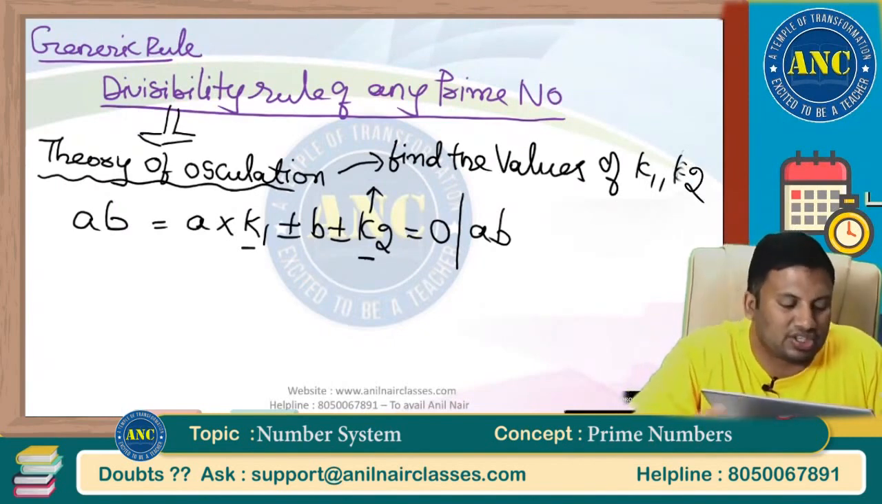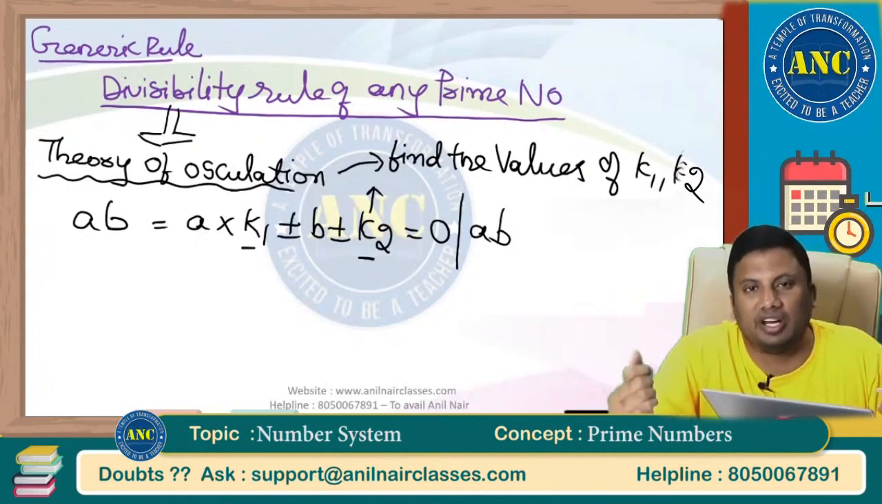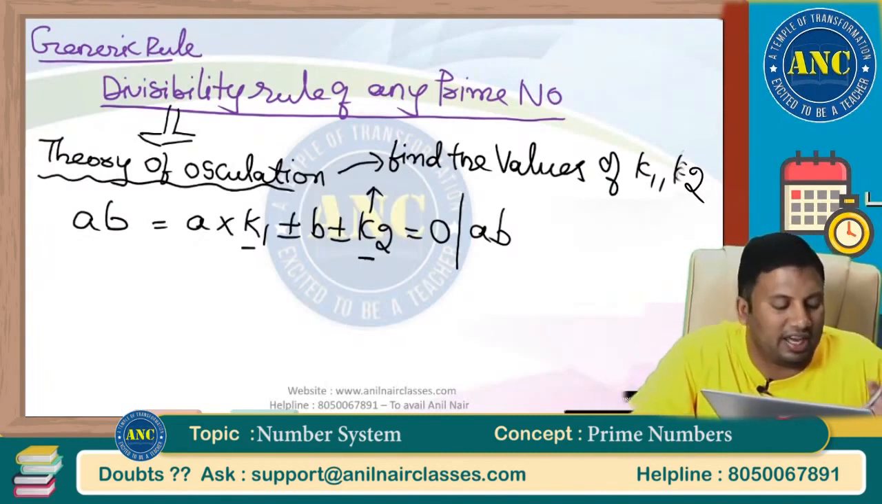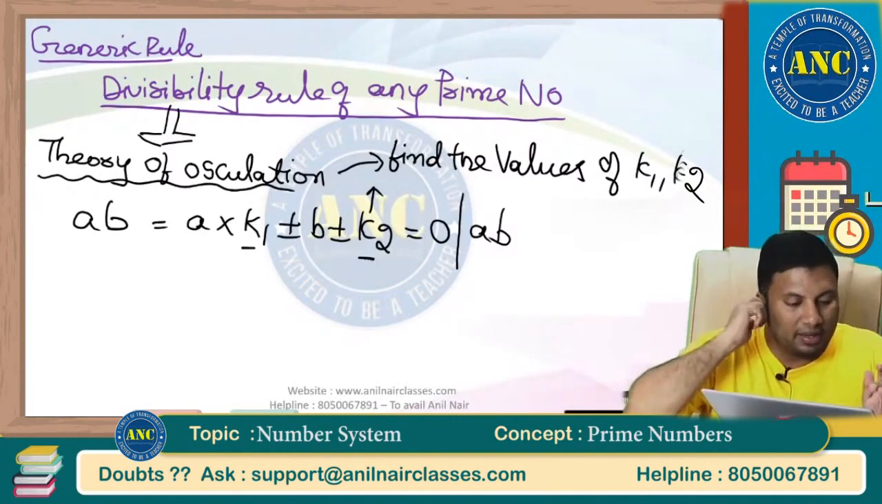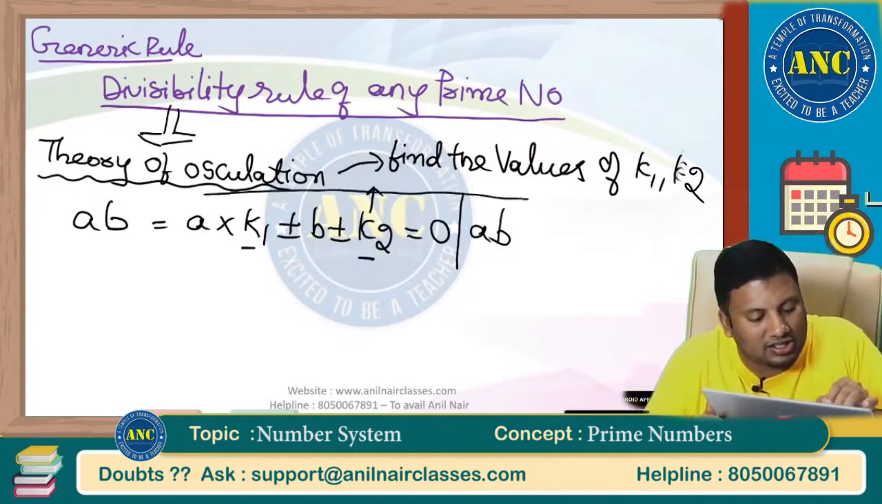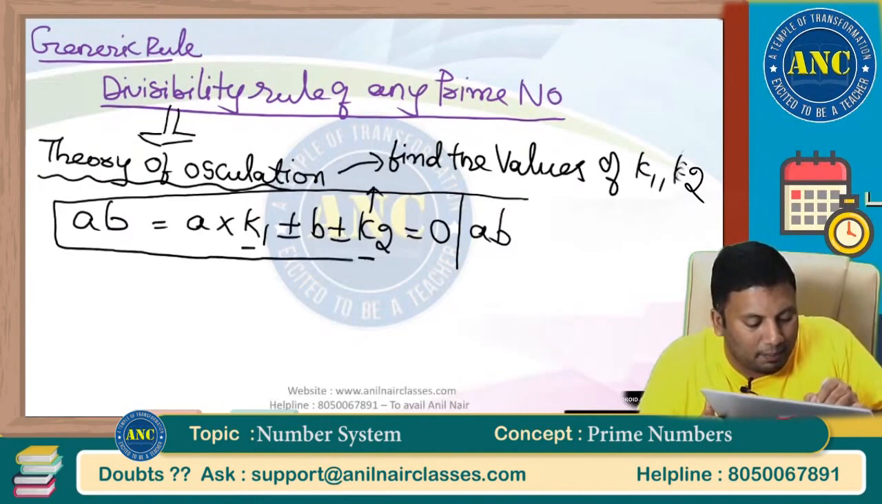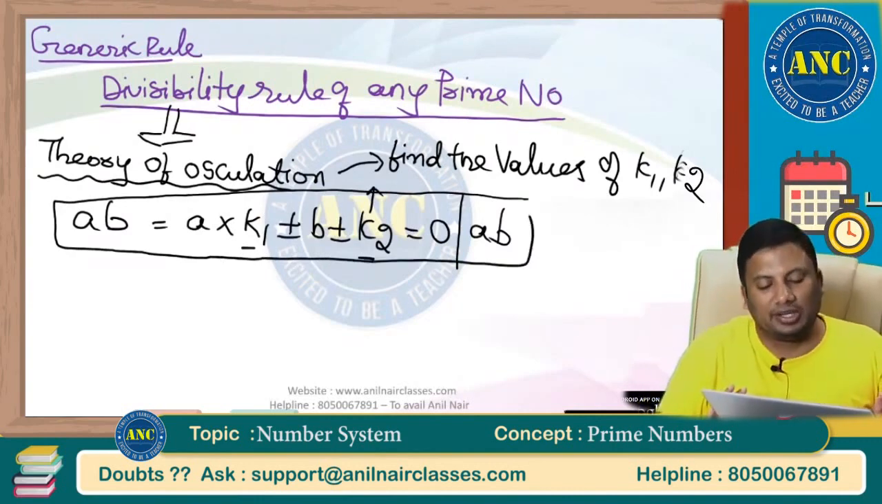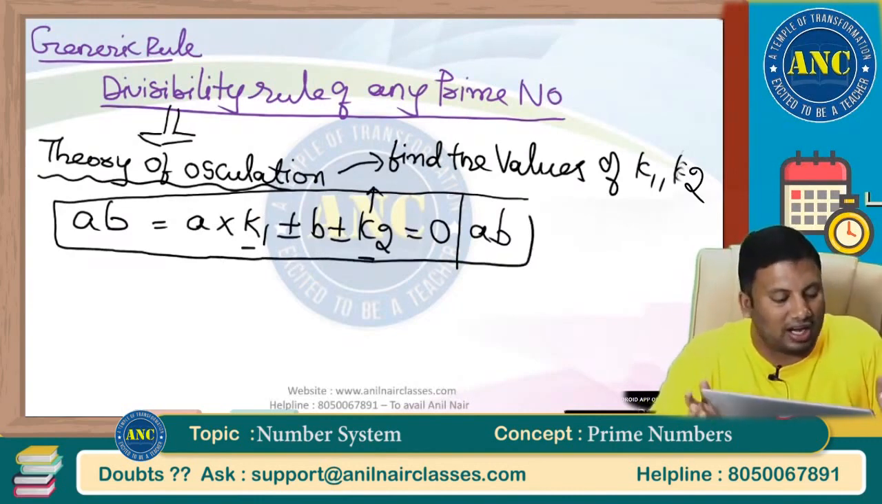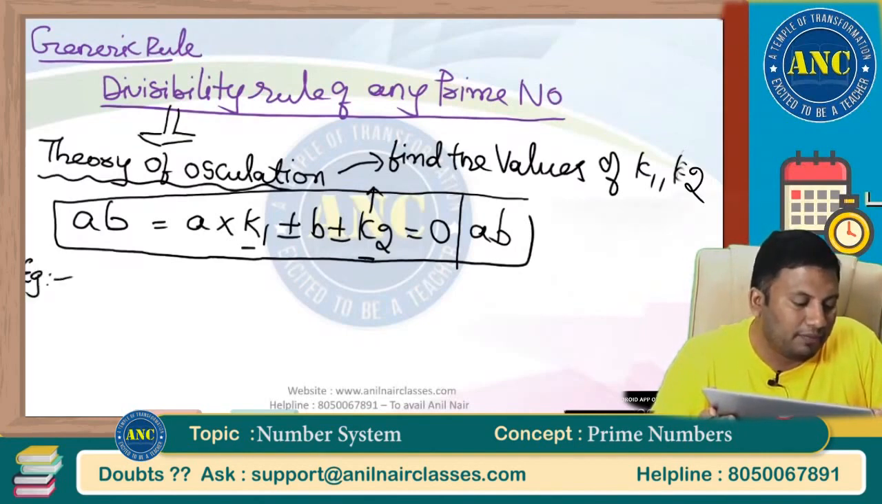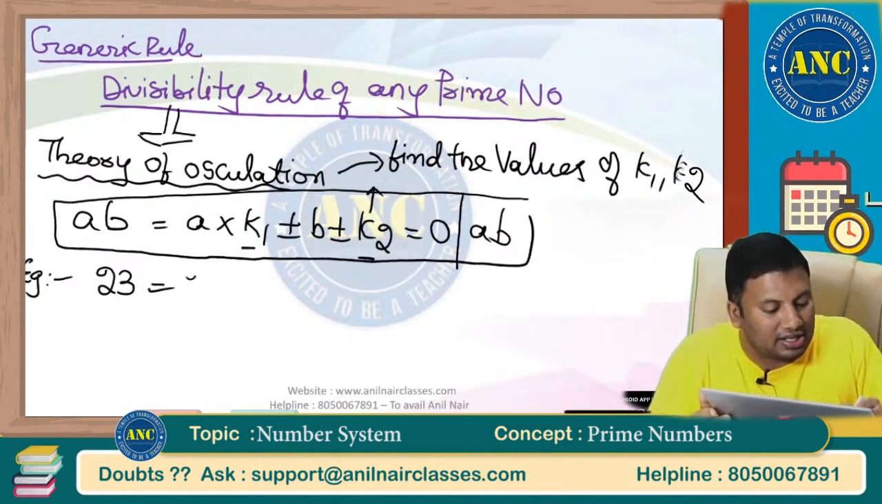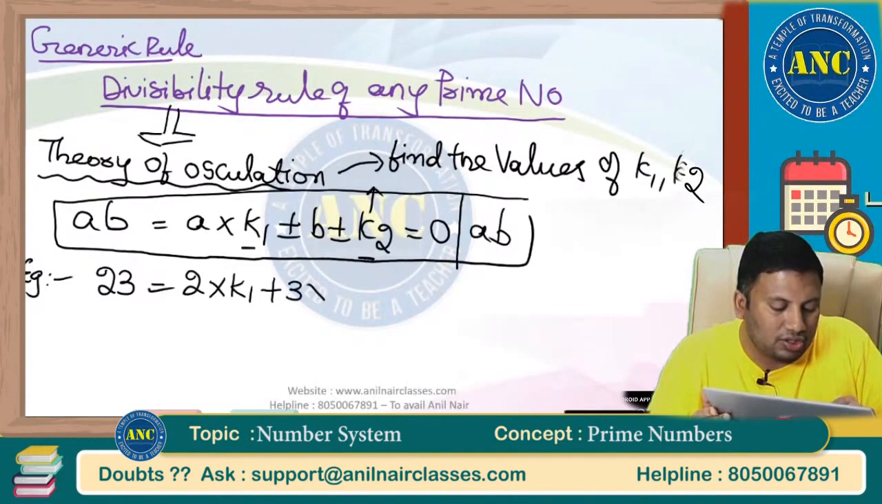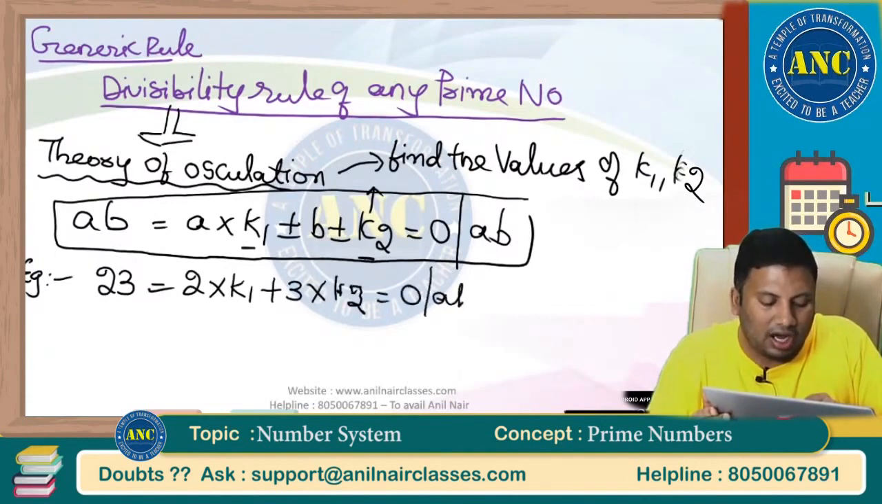AB could be a 2-digit number or a 3-digit number. If it is 101, A will take 10, B will take 1. So A into K1 plus or minus B into K2 is either 0 or AB. For example, 23 can be written as 2 into K1 plus 3 into K2, and it is either 0 or AB.